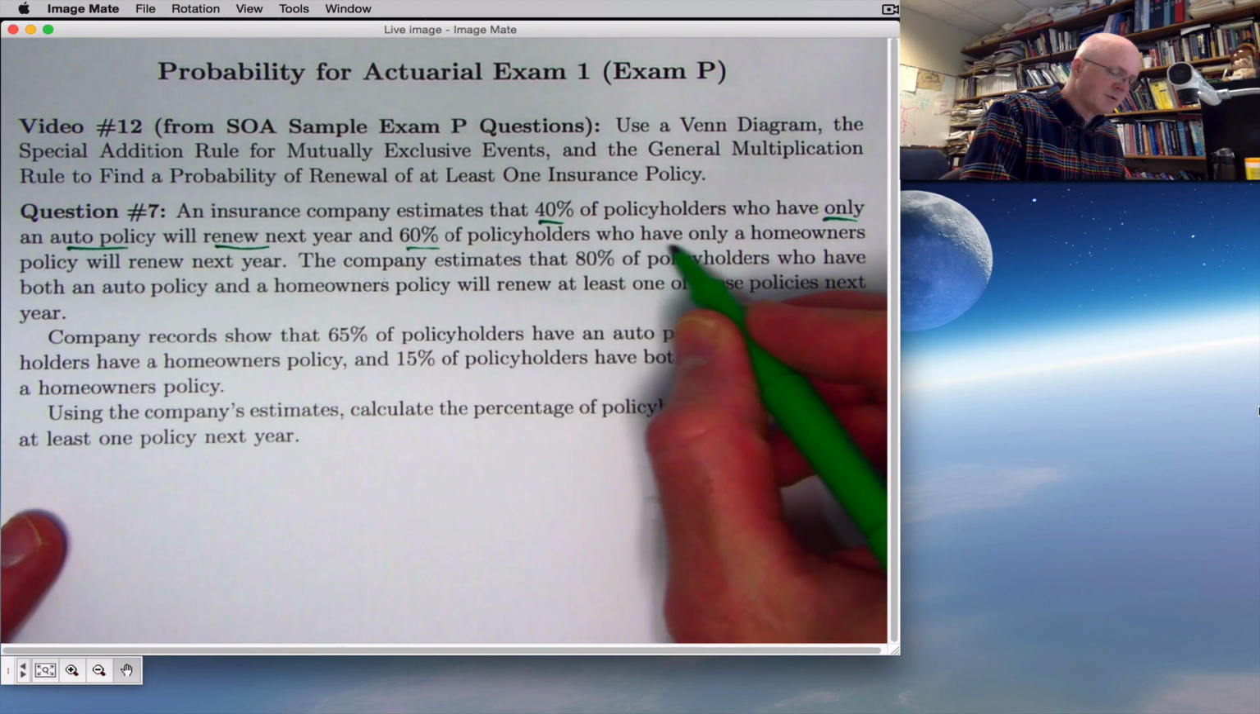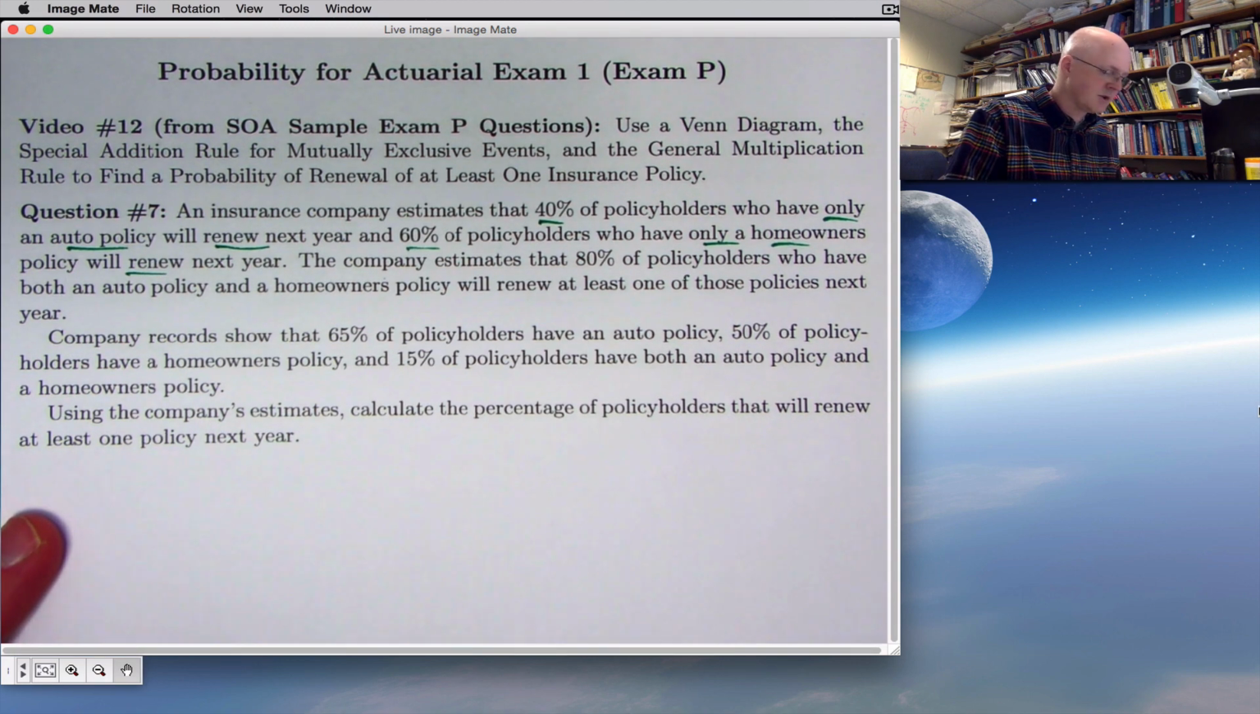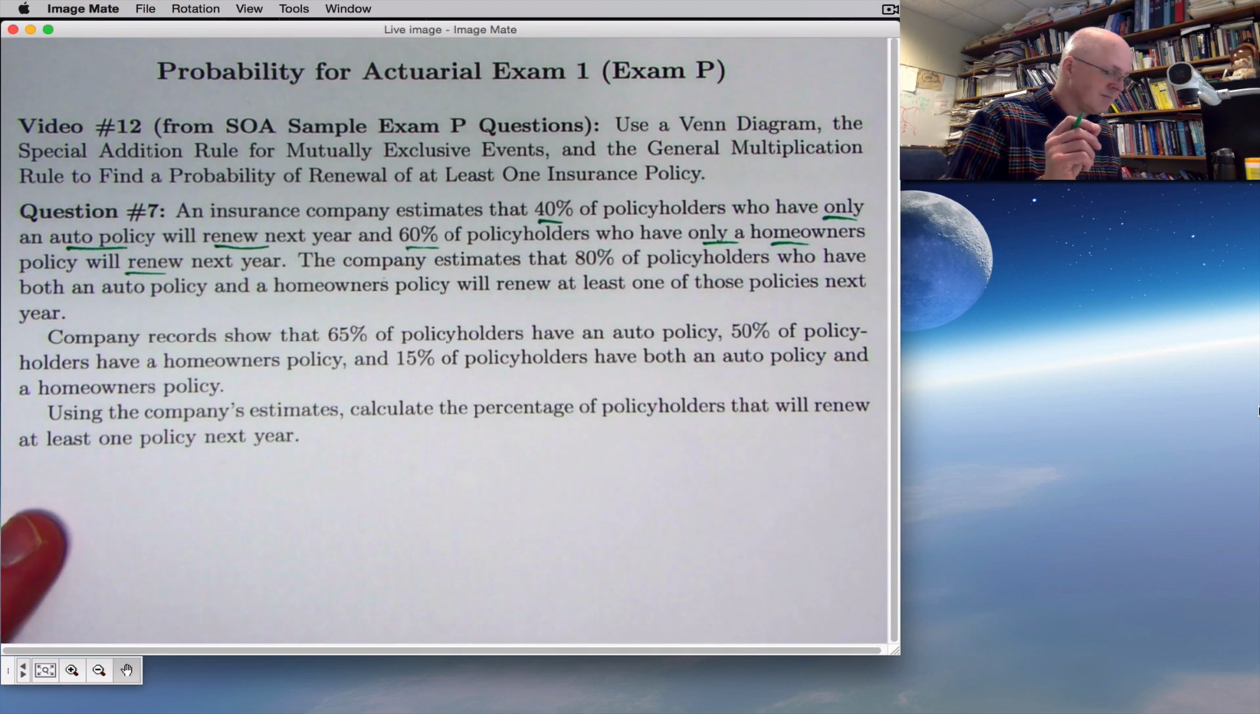60% of policyholders who have only a homeowner's policy will renew. That's also a conditional probability. If you know they have only homeowners, what is the probability that they renew? So those are hints that probably the general multiplication rule is going to be necessary, not the special one for independent events.